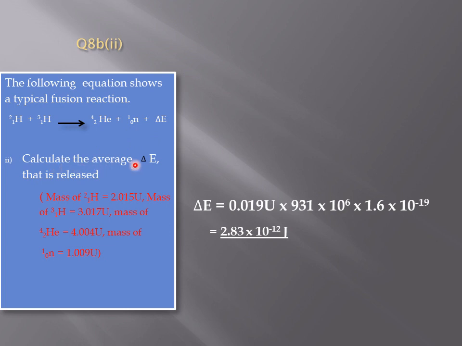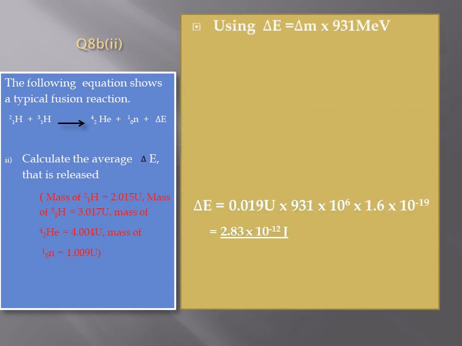So calculate the average energy delta E that is released. The mass of hydrogen 2 is given, the mass of hydrogen 3 is given, the mass of helium is given, and the mass of the neutron is given. So how do we go about doing this calculation? We know that delta E is equal to delta M times 931 mega electron volt. This is a general equation that we know. I'm sure we are all familiar with it.